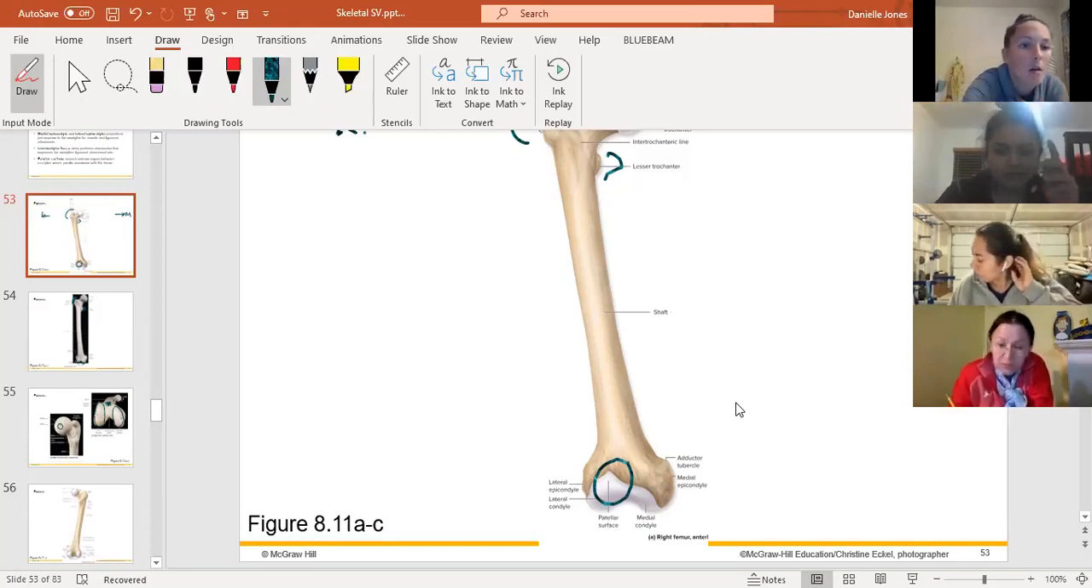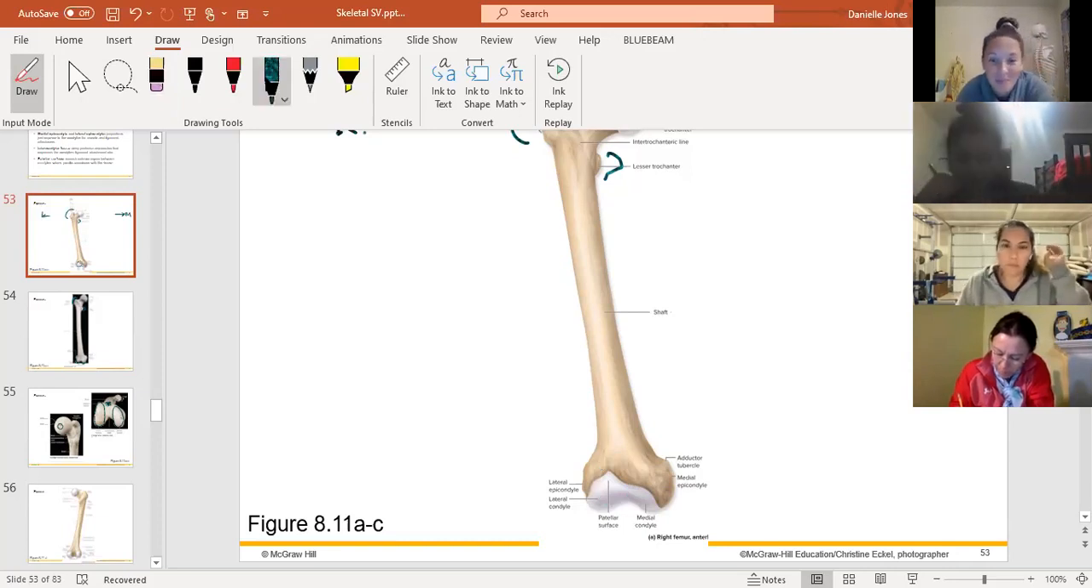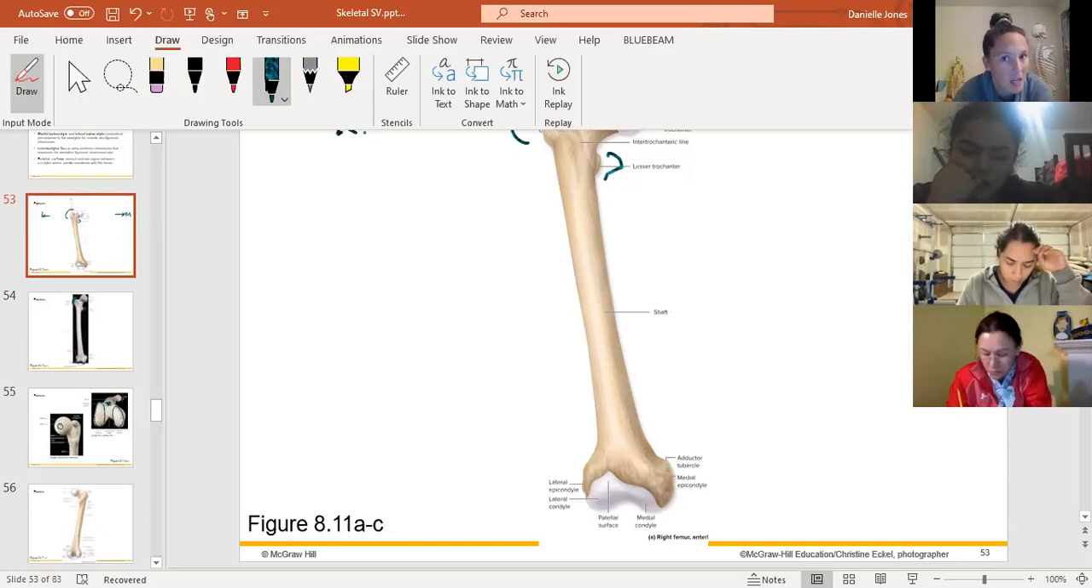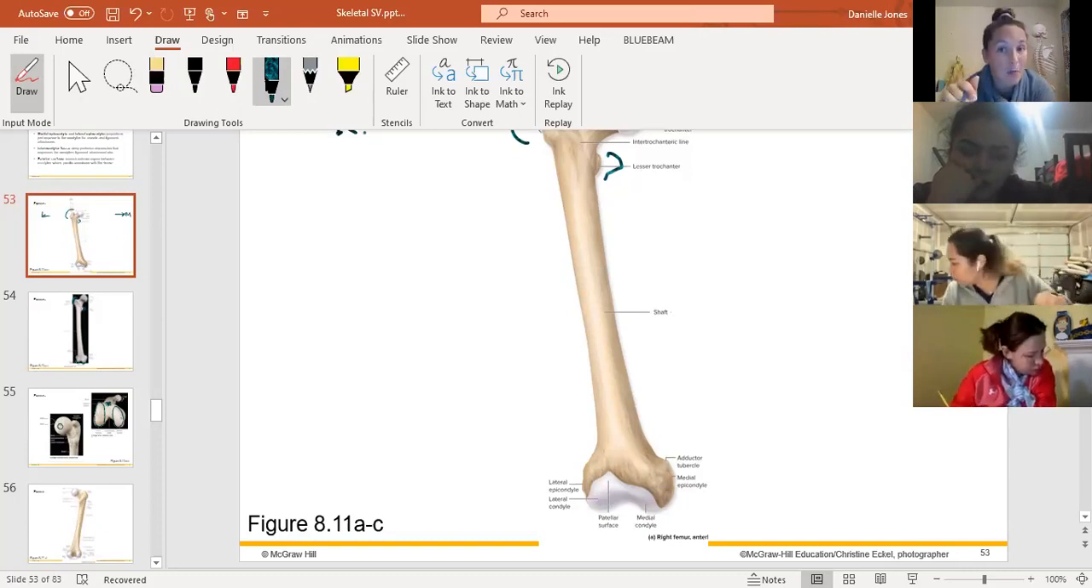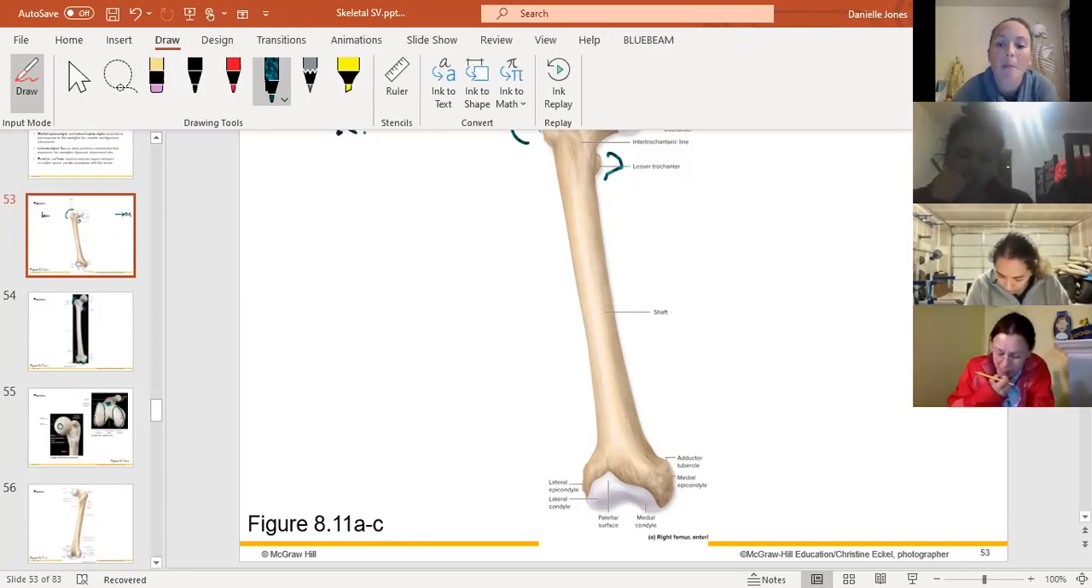So would that be the knee? The kneecap, the patella, yes. Then the last two are the lateral and the medial condyles. Big bumps. You can see them from the anterior side, but I'm going to show you the posterior side because they're so much bigger on that side. But I still want you to know them on this side.